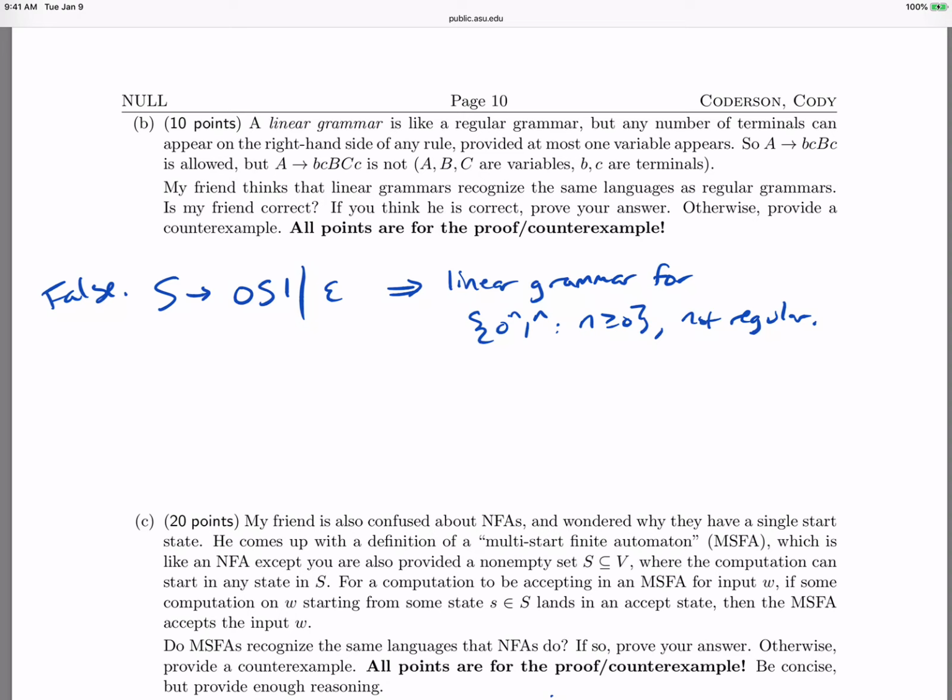this grammar itself. The key I wanted you to see is that when we have a linear grammar, we have any number of terminals on the right side, but as long as we have one variable at most, we're okay. Well, if you look at this and you say, do they generate the same languages as regular grammars? You have to think, could I make an example, or did we come up with an example of a linear grammar that is non-regular?